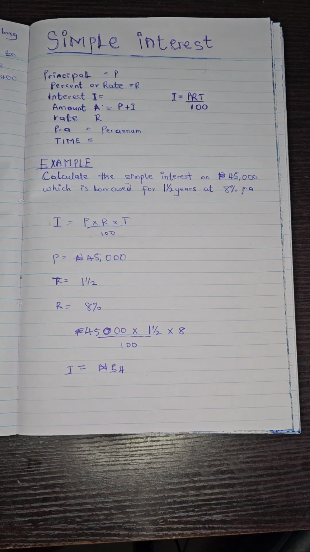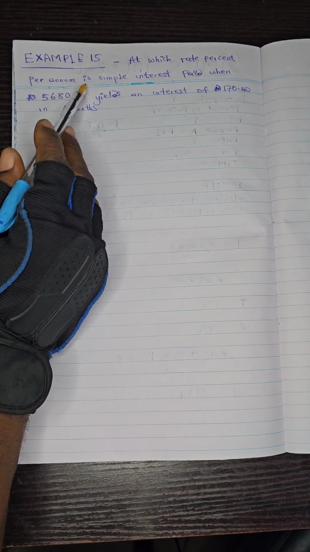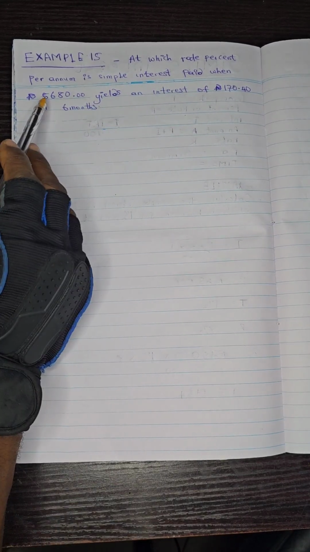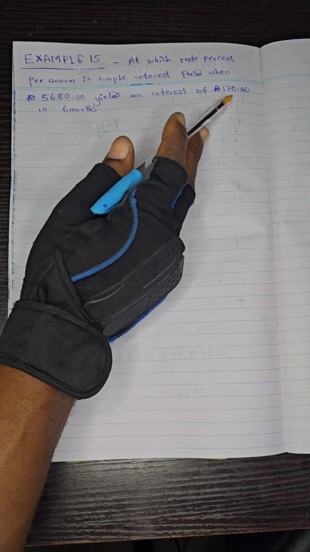Let's go to the next example. In this example 15, we are being asked at which rate percent per annum is simple interest paid when 5,380 naira yields an interest of 170 naira 40 kobo in 6 months.